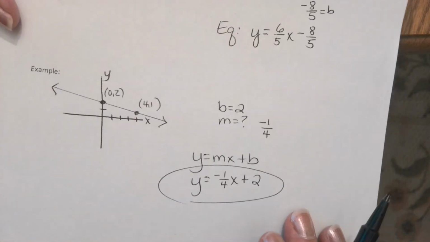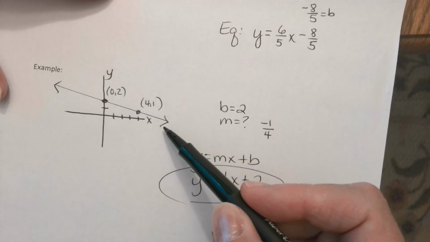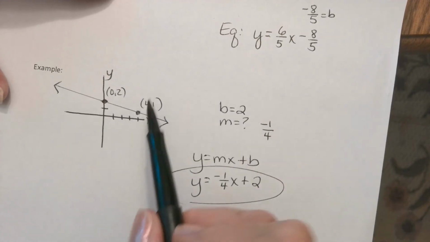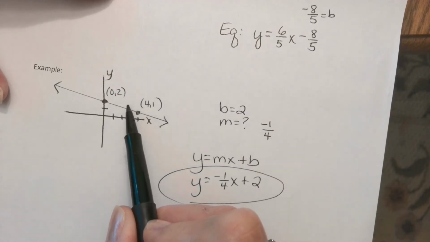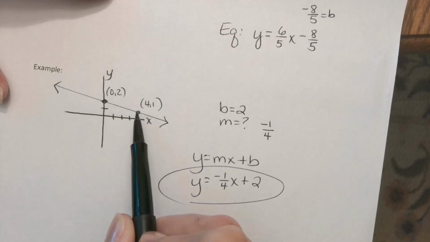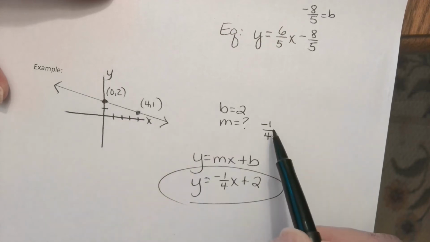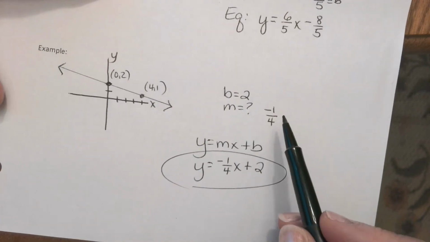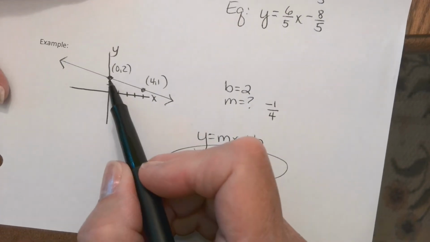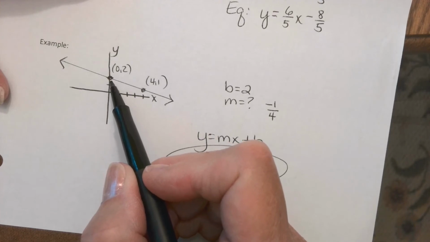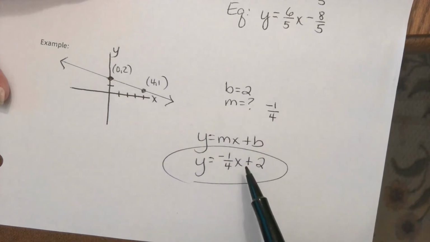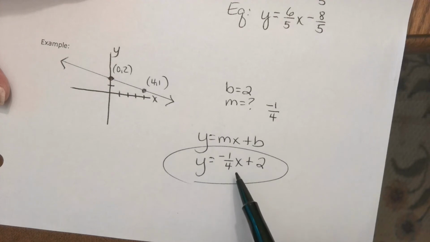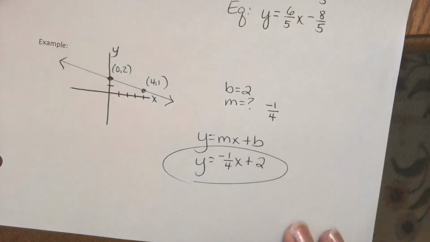So here's another example. If they give you this, you have to calculate the slope by going up 1 and left 4. Up 1 and left 4 is a negative because you went left. So you know that it goes through 2 because you can look at it and see that it goes right through 2 on the y-axis. That is your b. So you just put the negative 1/4 in for m and the 2 for the b.